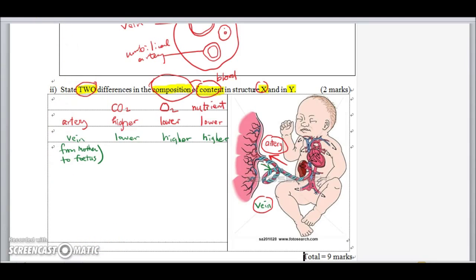So here we see that since the artery is bringing blood away from the fetus, therefore it is carrying more carbon dioxide and less, or we say lower concentration of oxygen. And of course the nutrient level would be of lower concentration. And for the vein, it is from the mother side, from the placenta back to the fetus. Therefore, it should contain less carbon dioxide and a higher oxygen concentration, with a higher nutrient level.